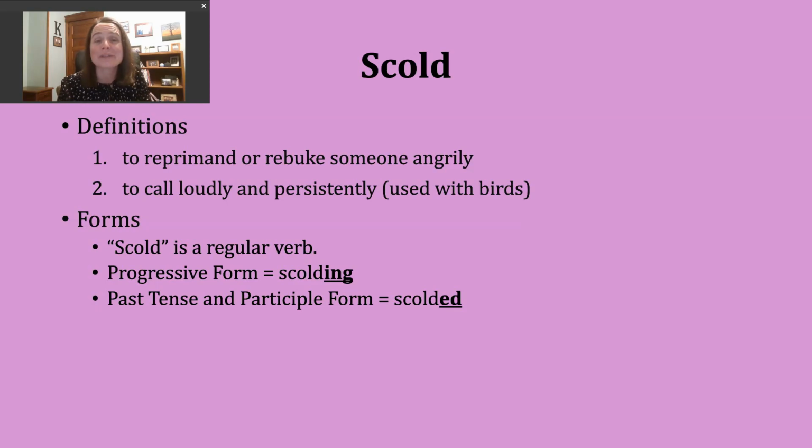For now, you should know that scold is a regular verb. If you want to make the progressive form of this verb, all you need to do is add ing, and that forms scolding. The past tense and the participle form of our verb can be made by adding ed. Now, our base verb, scold, ends in a d sound. And this means whenever I add the ed ending to a base verb that ends with a d, I'm going to add an extra syllable to the word. So ed here is going to make a sound like id. So our past tense and participle form of the verb should sound like this: scolded, scolded.